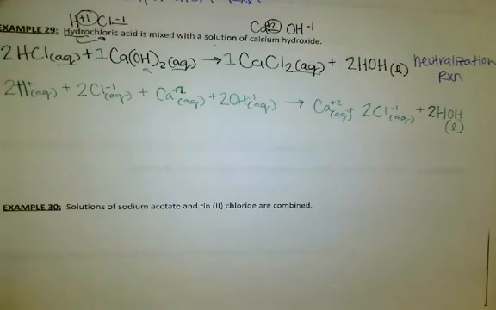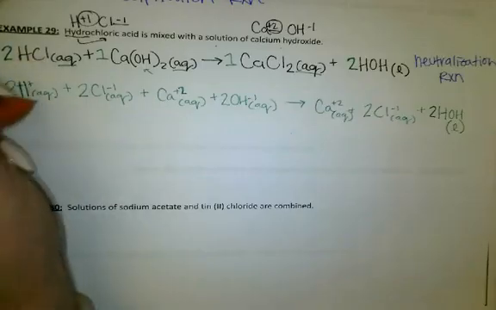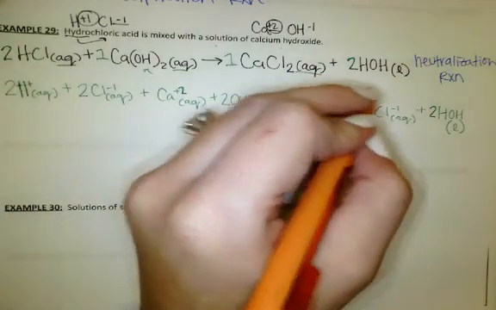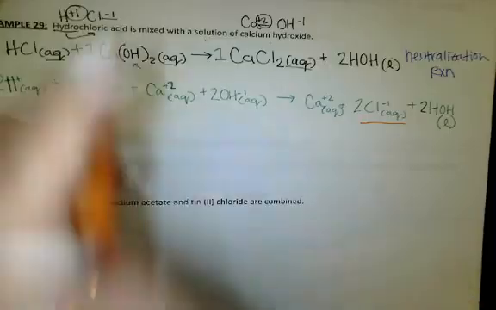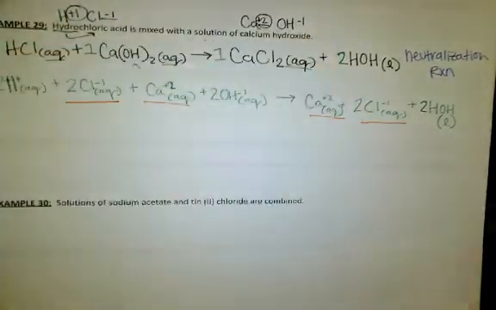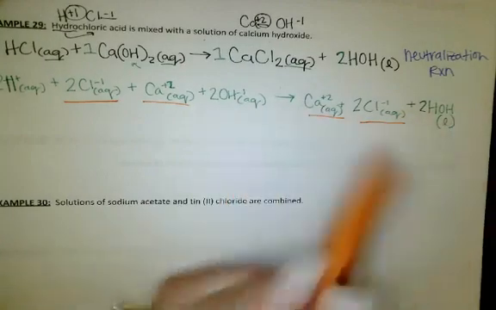Okay, so now we want to go through and check our work. We want to see what the spectator ions are. So we got hydrogen ion over here on the reactant, but we don't have any in the product. We got 2 chloride ions in the reactant and 2 chloride ions in the product, so that is a spectator. We got 1 calcium and 1 calcium, that's the spectator. 2 hydroxides and hydroxides in the products, that is part of the net. Okay, so it's only if the ions are on both sides does it cancel out.